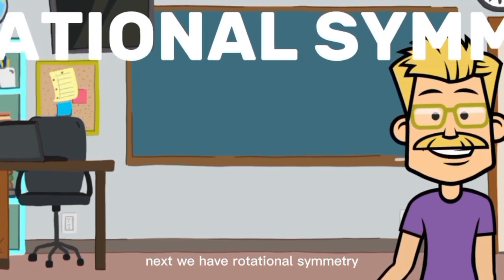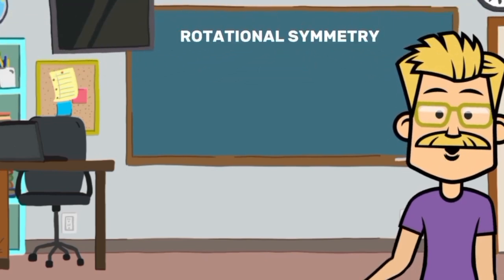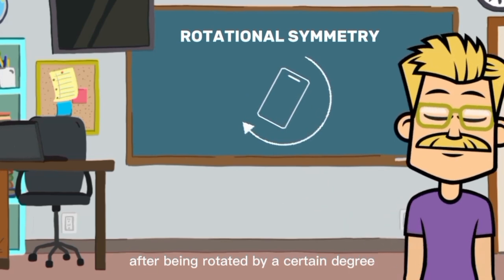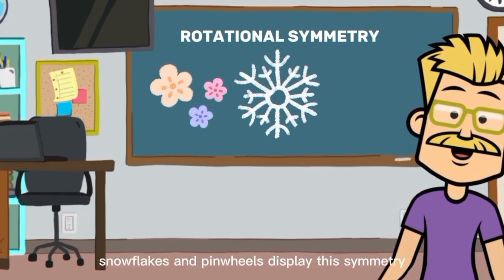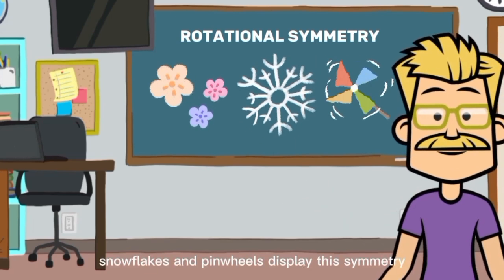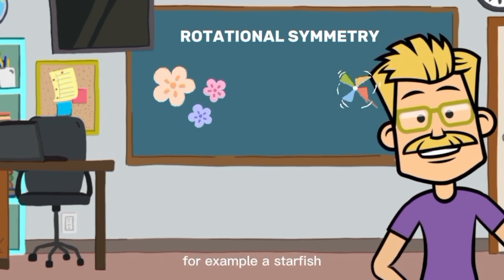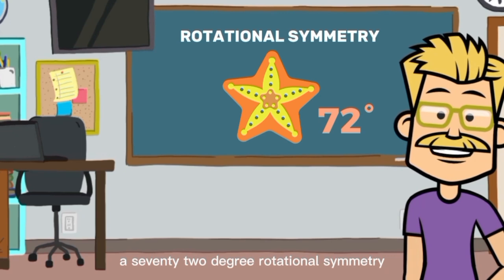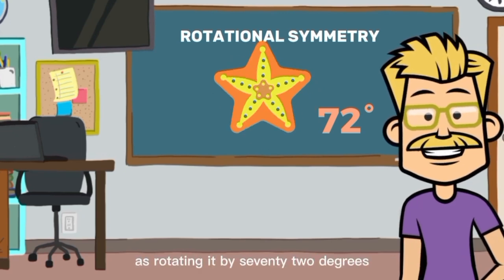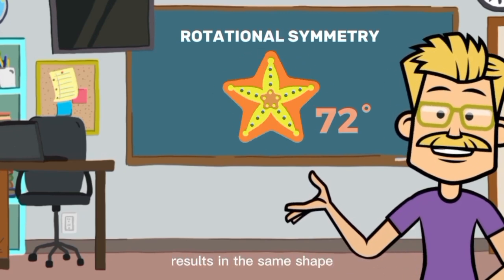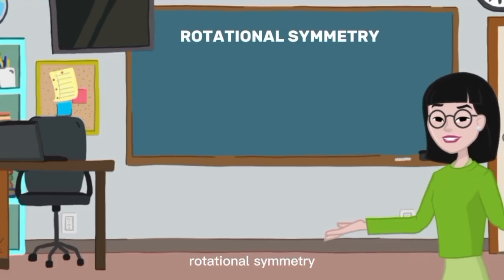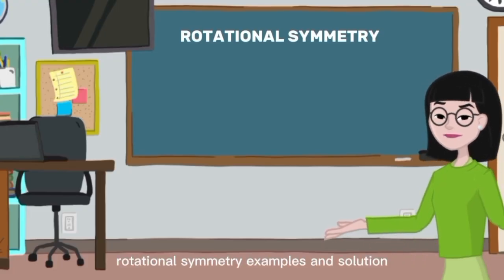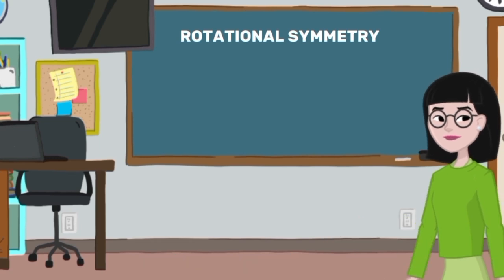Next, we have rotational symmetry, where a shape looks the same after being rotated by a certain degree. Many flowers, snowflakes, and pinwheels display this symmetry. For example, a starfish has a 72-degree rotational symmetry, as rotating it by 72 degrees results in the same shape. Rotational symmetry examples and solution.